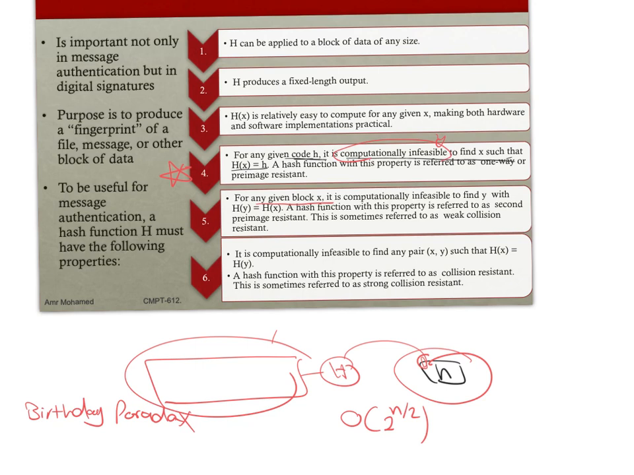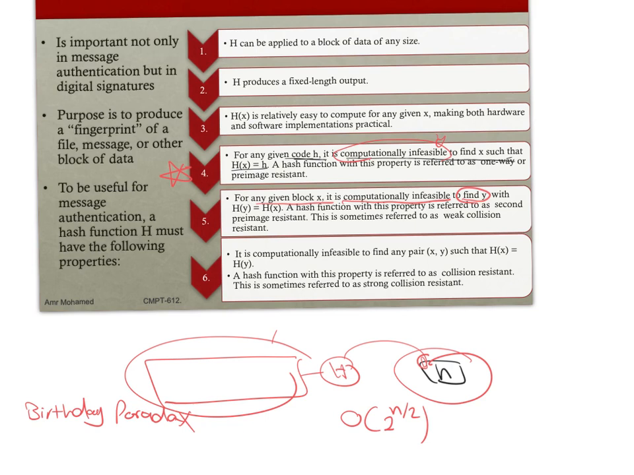If I give you a message X, you can reproduce the hash very easily. But that's not what we're talking about here. What we're talking about is, can you produce another message Y such that h of X equals h of Y? What this tries to say is that if I give you a message, can you manipulate the message in a certain way such that it produces the same hash? This is what you were talking about, right?